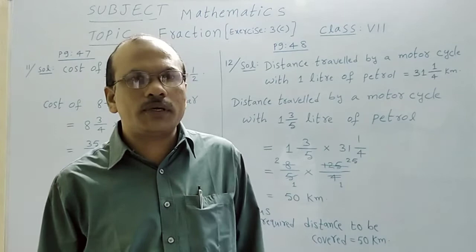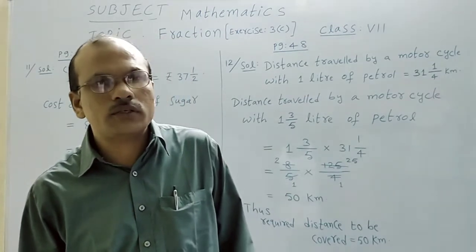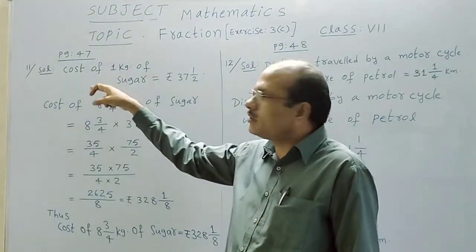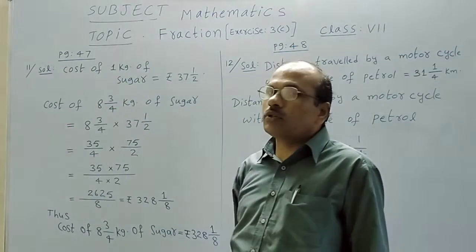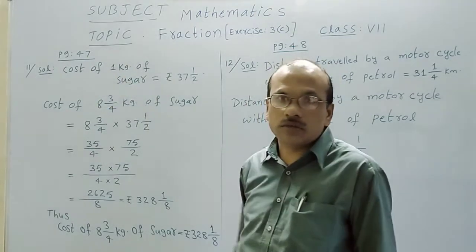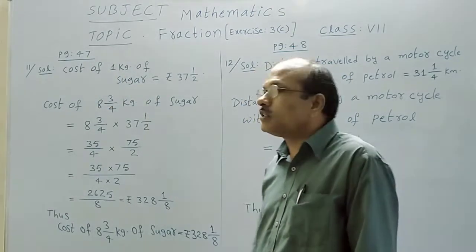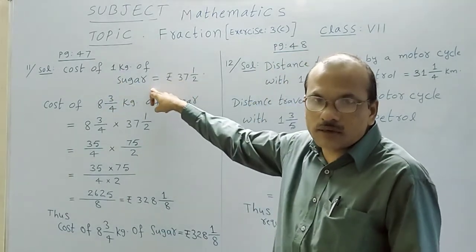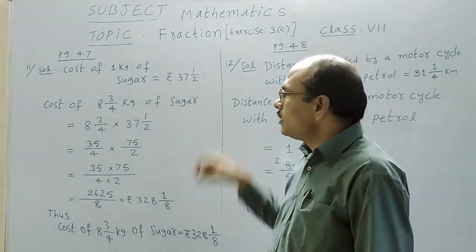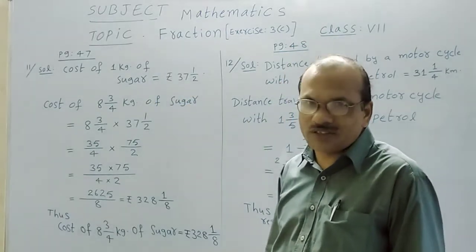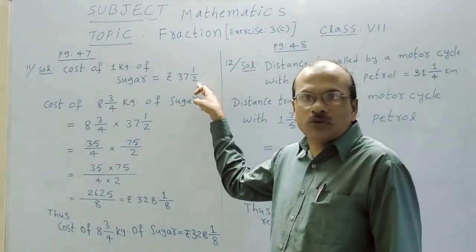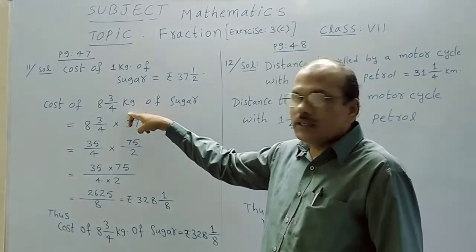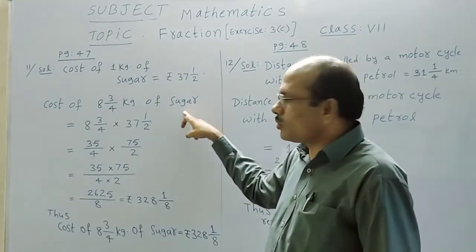We were in the chapter Fractions, exercise 3C. Let us see page number 47, the 11th question. It is a verbal sum or a word problem. The cost of 1 kg of sugar is 37 1 by 2 rupees. Finally, we are asked to find the cost of 8 3 by 4 kg of sugar.